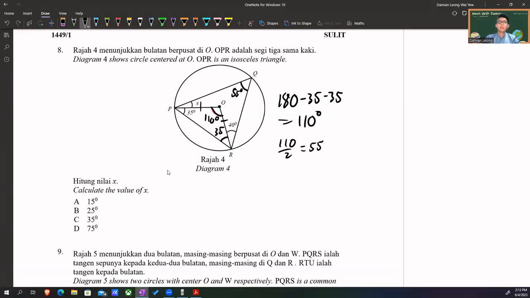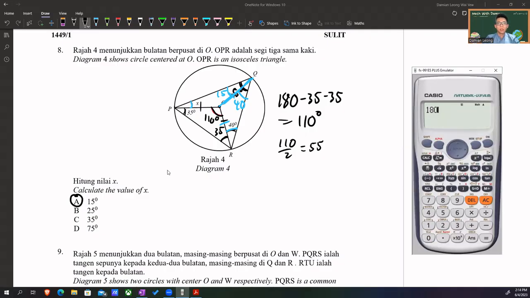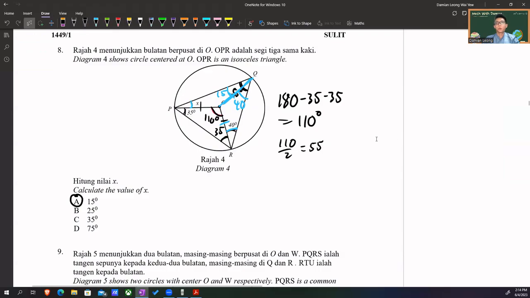Okay, so from here, there are 2 ways. You can use the whole triangle, 180 minus this, or you can split a line like this. So we have 2 isosceles triangles here. Here is 40, here so 40. 55 minus 40, left with 15 here. So x is also 15. Answer would be A. If not, you take 180 minus 35 minus 35 minus 40 minus 55. You'll also get 15. So either way is fine. It's up to you how you want to relate it.